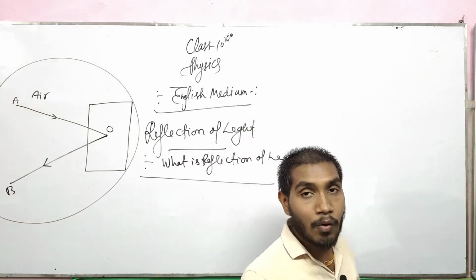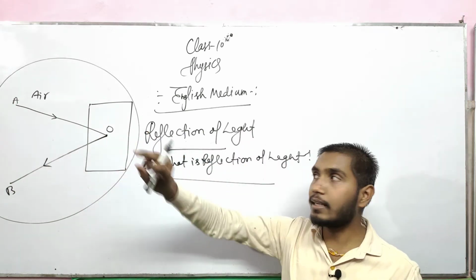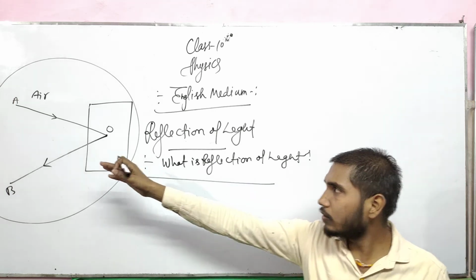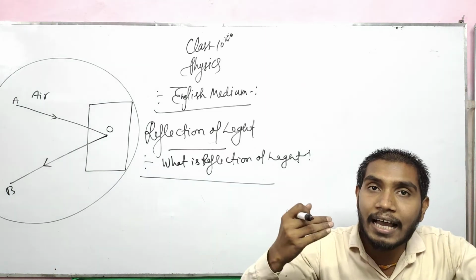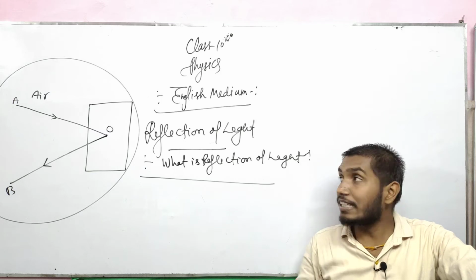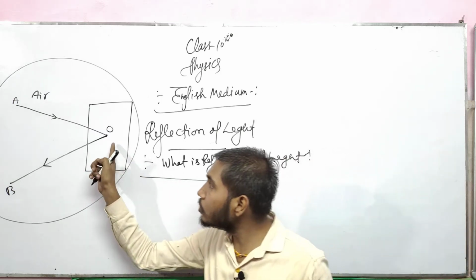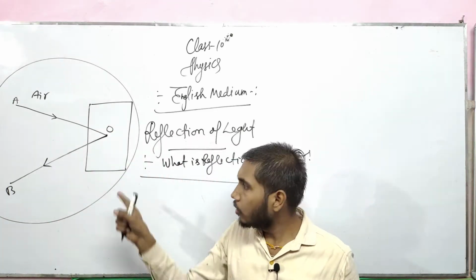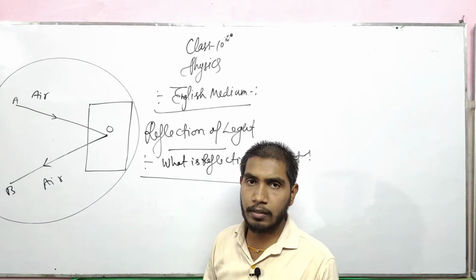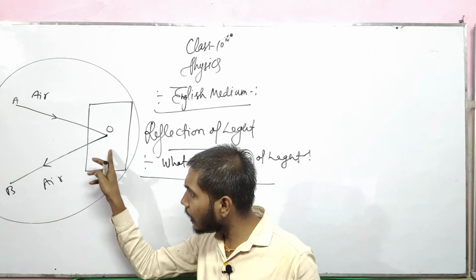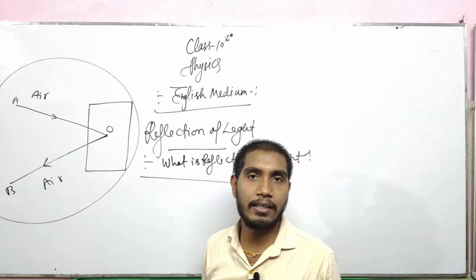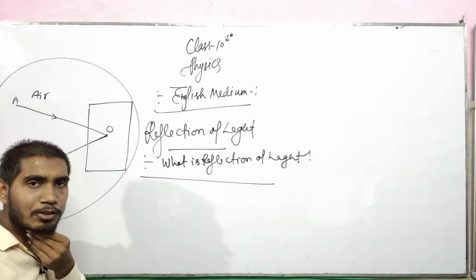Okay, once again, trying to understand. When a ray of light traveling through a certain medium, say air, strikes on an opaque but smooth polished surface just like a mirror at point O, it bounces off the surface in the same medium, air, but in a different direction, coming in AO direction and bouncing off in OB direction. This phenomenon of light is called reflection of light. Understood? What is reflection of light?